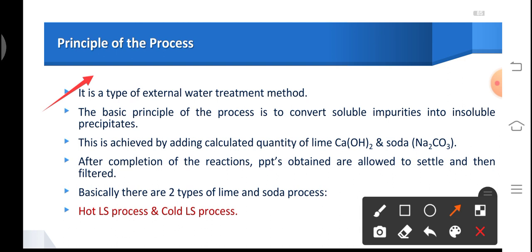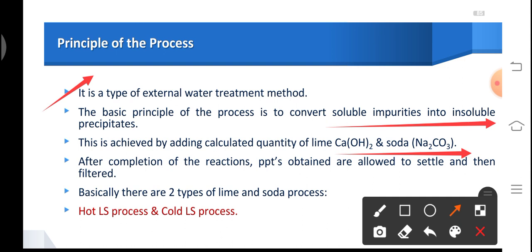So let us learn about the principle of this process. The basic principle of the process is to convert soluble impurities into insoluble precipitates. And how do we achieve these insoluble precipitates? We get these precipitates by adding a calculated quantity of lime and soda. Lime and soda are the two reagents which are used for treating the hardness causing salts in water.